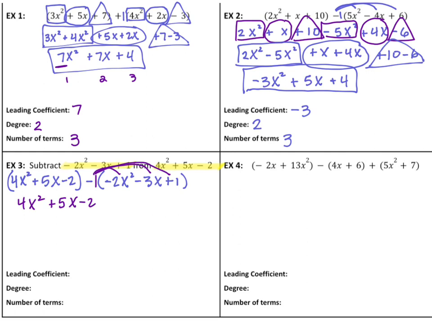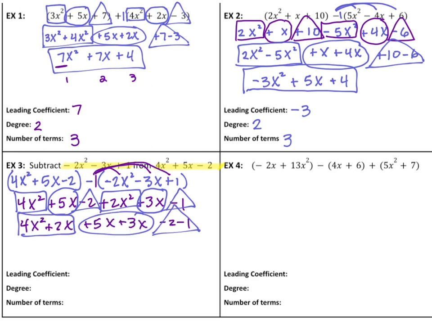-1 times -2x squared is +2x squared. -1 times -3x is +3x. -1 times +1 is -1. Now let's combine like terms. Now that I have my like terms, let's group them together so that we can combine them. Okay, we have them all grouped, and let's combine.